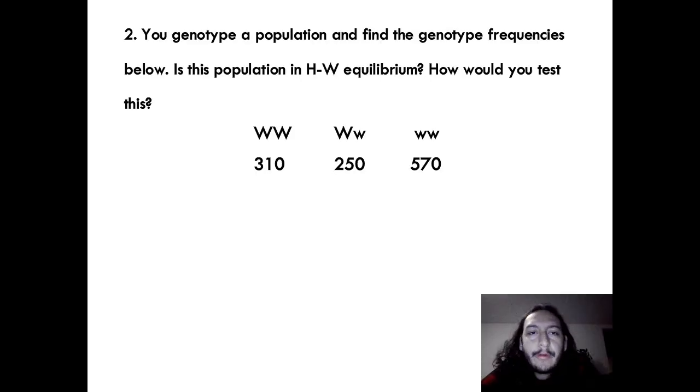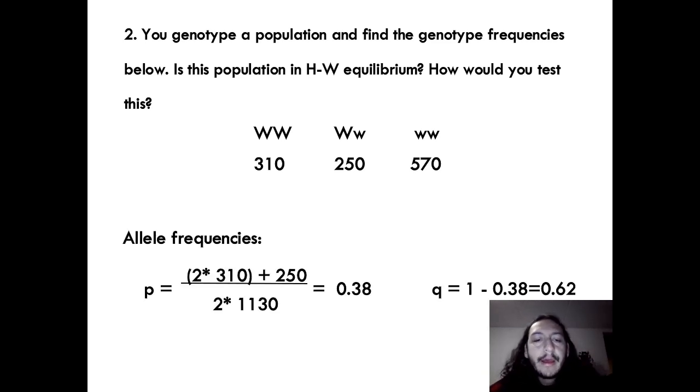is heterozygote for this disease. So for question number 2, we have this scenario in which you genotype a population and you find the genotype frequencies below. Then we ask, is this population in Hardy-Weinberg equilibrium? How would you test this? Then we know that if we solve for p, the allele frequency for p would be 0.38. Then we know that p plus q equals 1, so q is then 0.62.